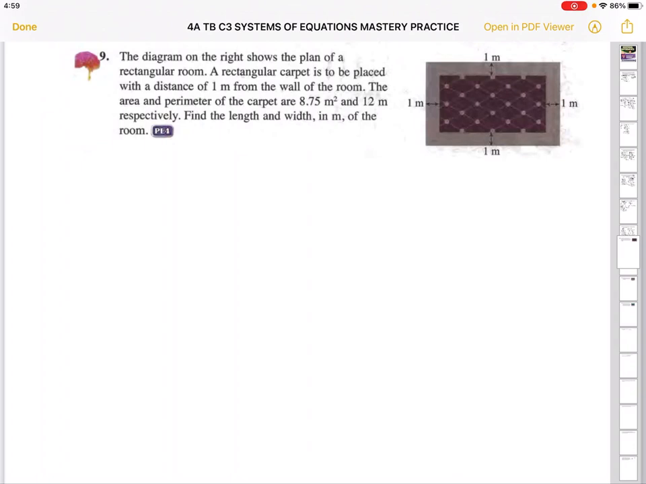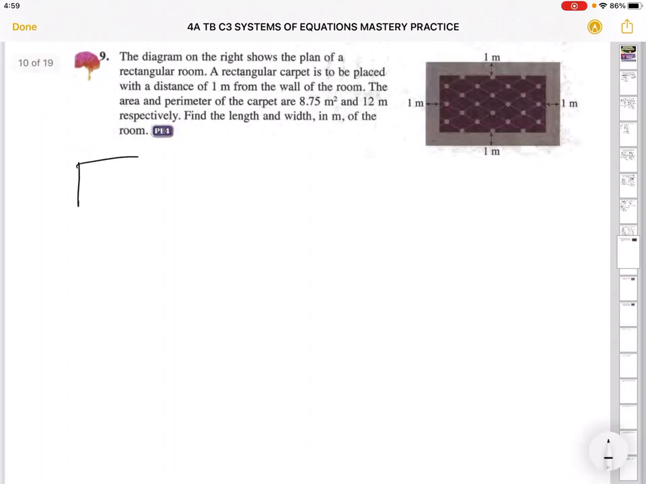All right, and the area and the perimeter of the carpets are 8.75 and 12 meters respectively. Find the length and the width of the room. I think we just disregard the room first, because it's so much easier to just focus on the carpet, right?